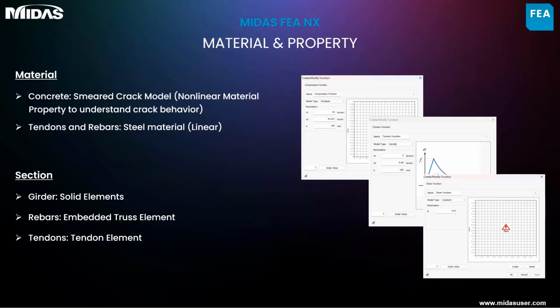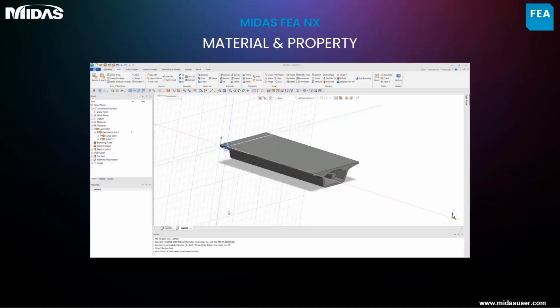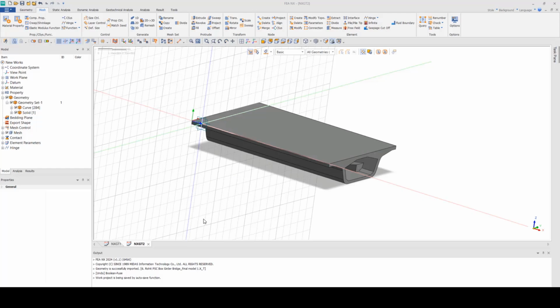Now let us define the material and properties. For the girder, the smeared crack concrete material model will be used to capture its crack behavior. Linear steel material properties will be assigned to the tendons and rebars. The girder will be modeled as a solid element, the rebars as embedded truss elements, and the tendons as tendon elements. Now, let us move on to the software.